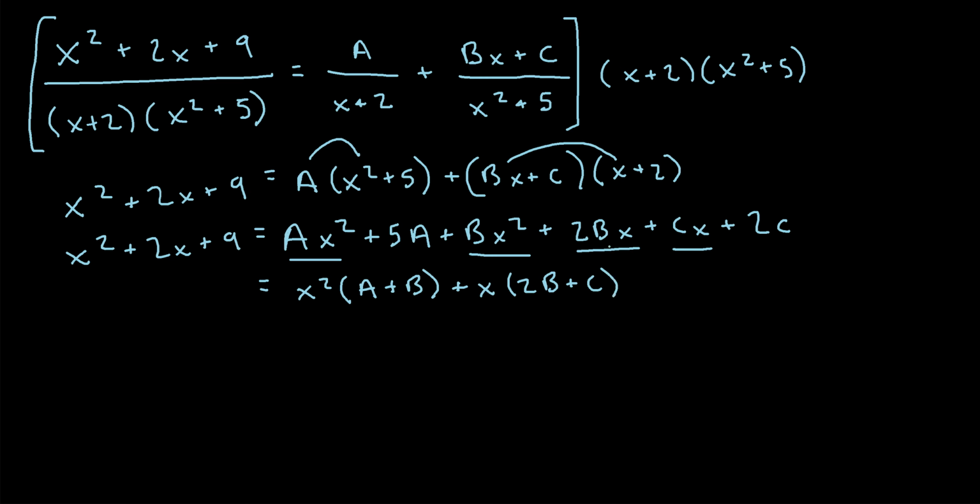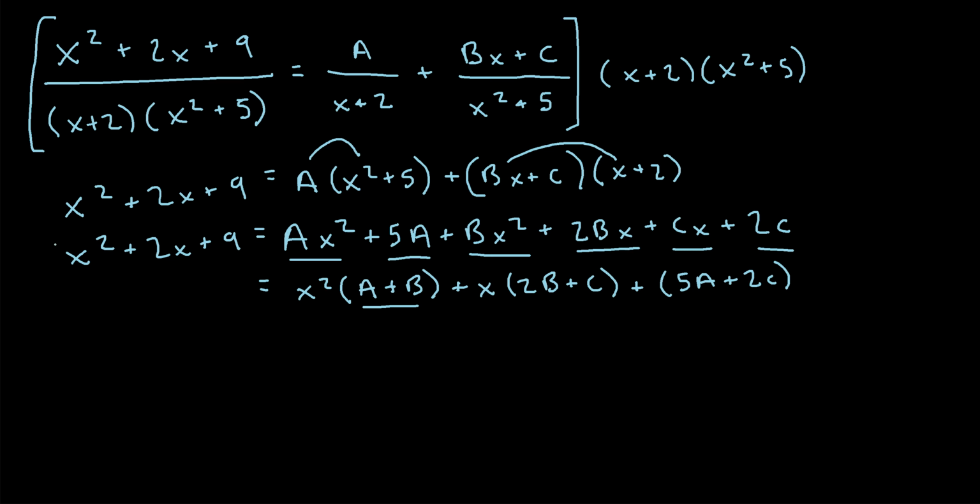And then notice that we're left with just the terms that have no x's, so 5a and 2c. So we'll write it like this, 5a plus 2c. So there's nothing to pull out there. So now the trick is we want to set whatever the value is within the parentheses equal to the coefficient that has the same x value on this left-hand side.